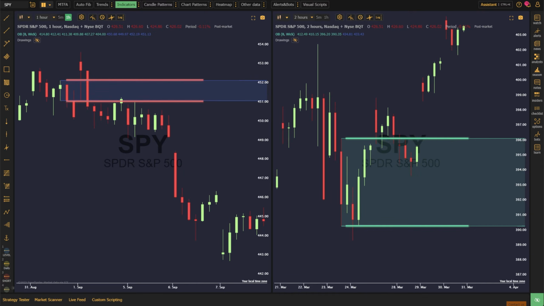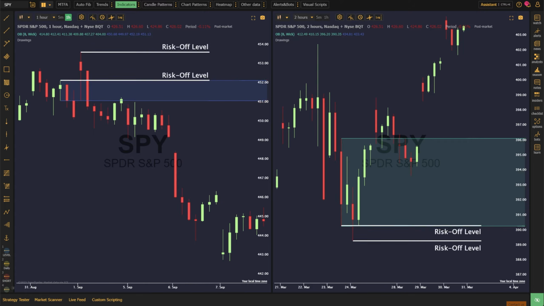Order blocks are great areas to take trades because the risk-off level is so close to the trade entry. The risk-off level is the spot at which a trader would set a stop loss, and generally, it's suggested to set stops just above the top or below the bottom of the order block, or just above or below the high or low of the pivot.